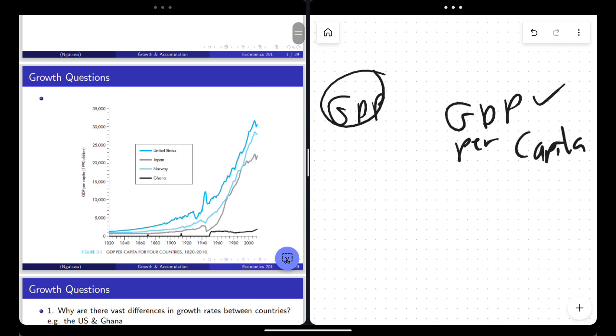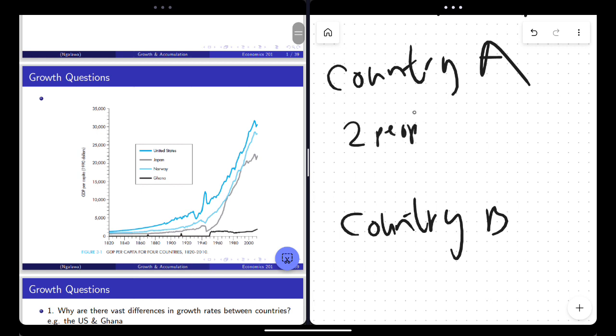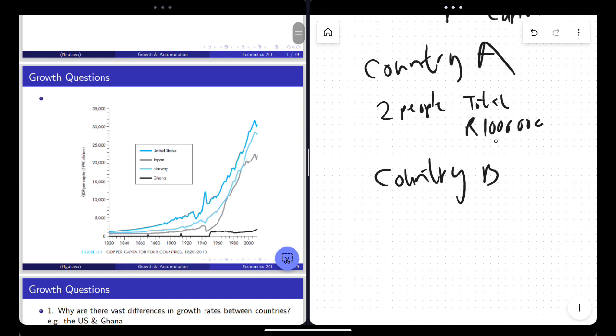Why? If I have a country, so let's say country A, right? Then I have country B. And I'm going to prove something to you right now. Country A, let's say, has only 2 people, right? And in total, they produce a million rand worth of goods. Over here in country B, let's say you got 100 million. I mean, quite a big number, right? But you got, let's say, 100 million people, right?